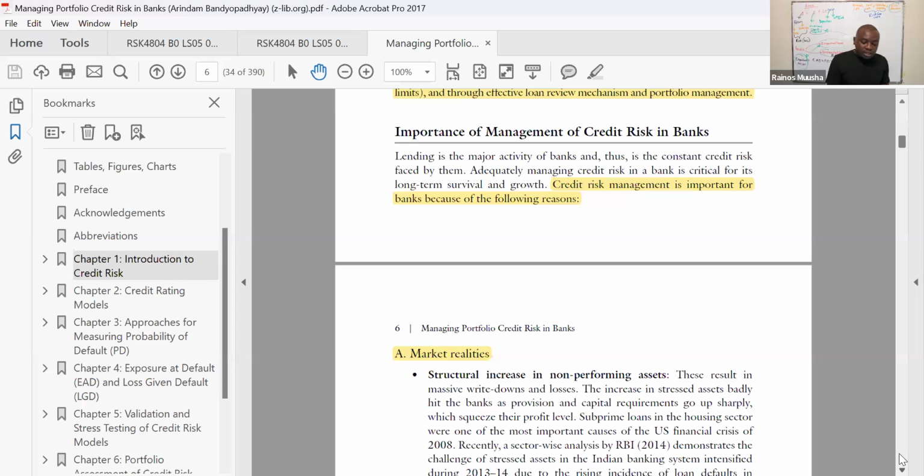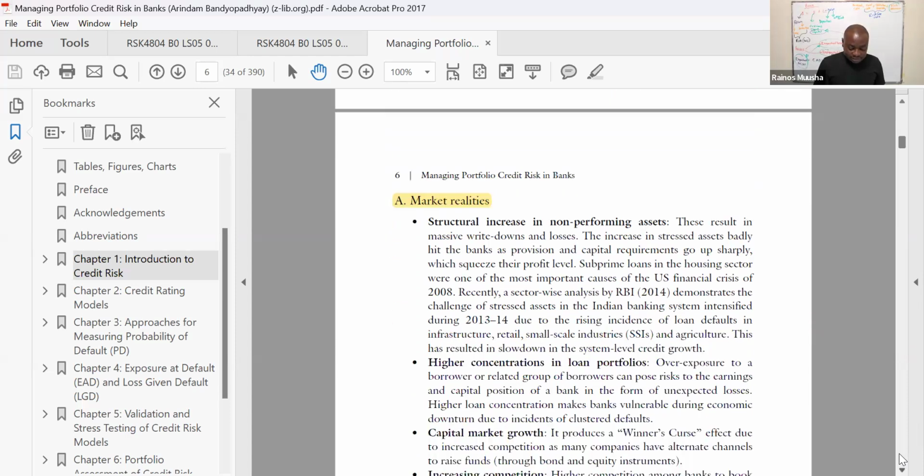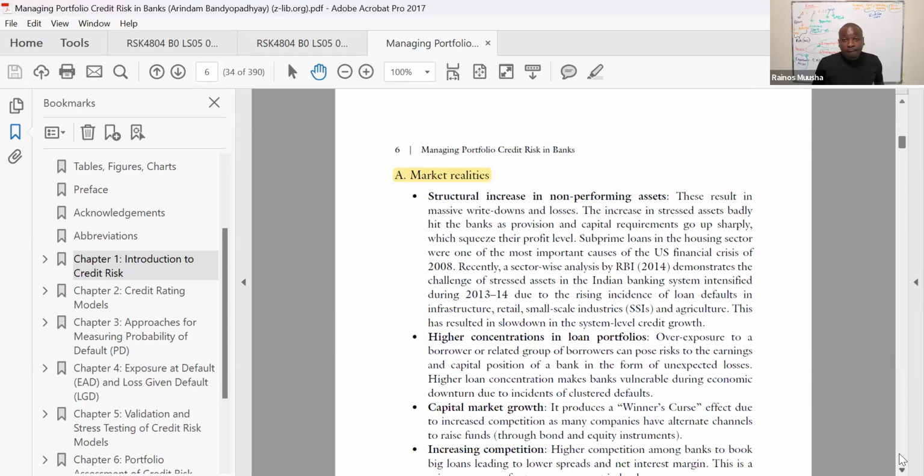On the next section, they look at the importance of management of credit risk in banks. And here they say, credit risk management is important for banks because of the following reasons. The first one is market realities. Under market realities, they give us the first point, which is structural increase in non-performing assets. These result in massive write-downs and losses.